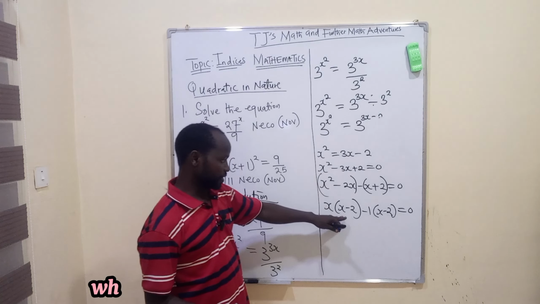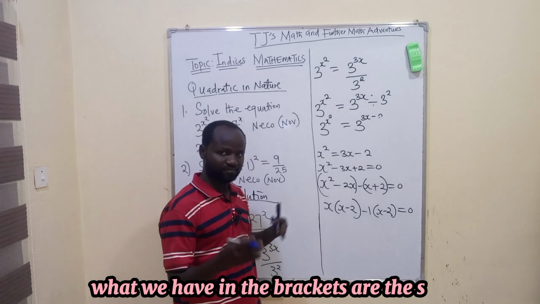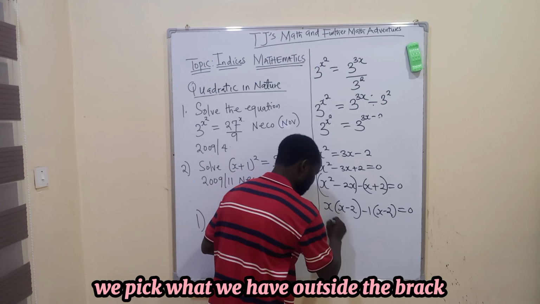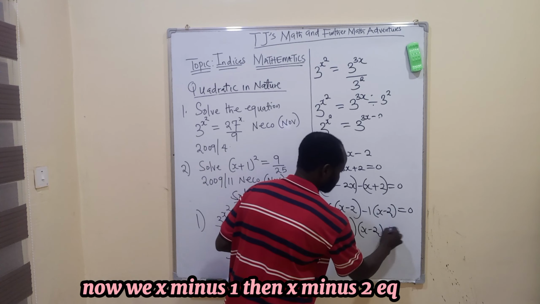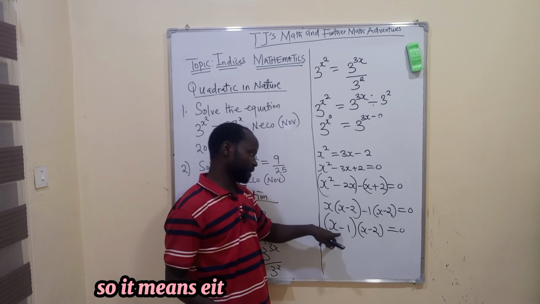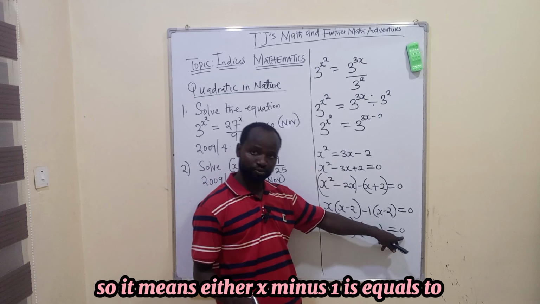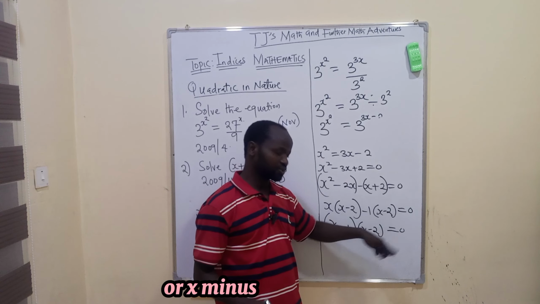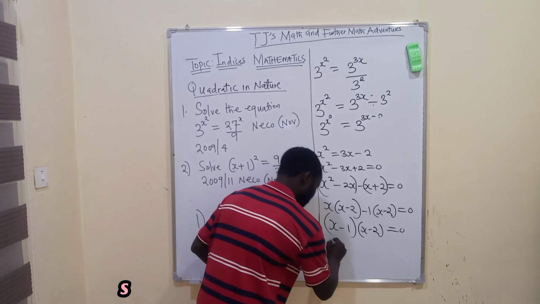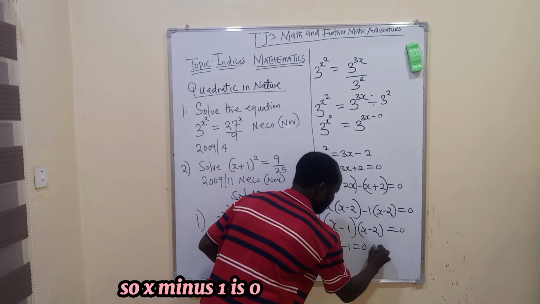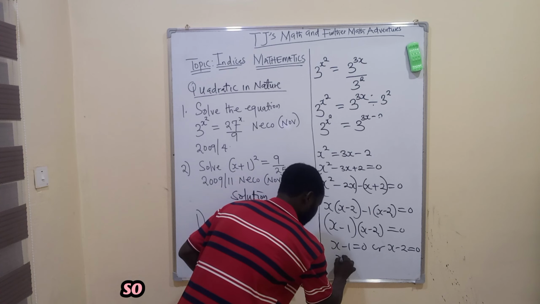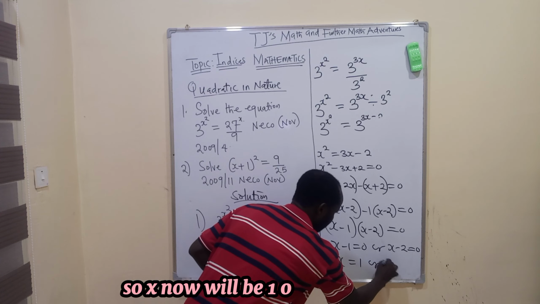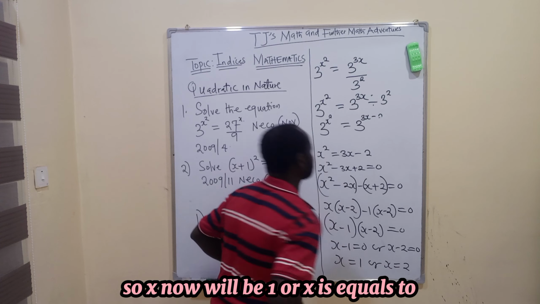So you realize that what we have in the brackets are the same. We pick what we have outside the bracket. That will be x minus 1, then x minus 2 equals to 0. So it means either x minus 1 is equals to 0 or x minus 2 is equals to 0. So x minus 1 is 0 or x minus 2 is 0. So x now will be 1 or x is equals to 2.